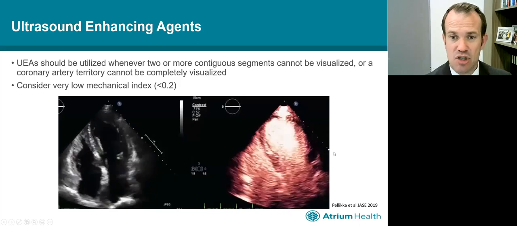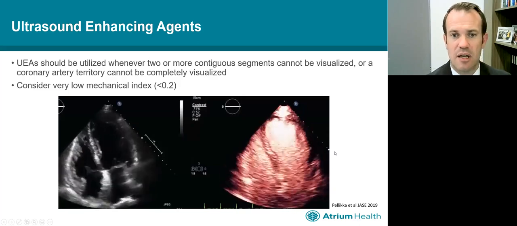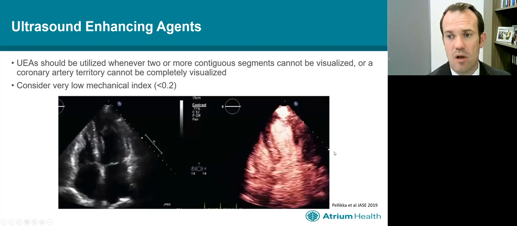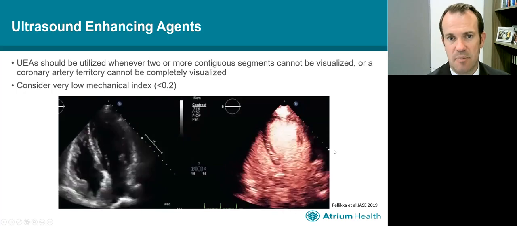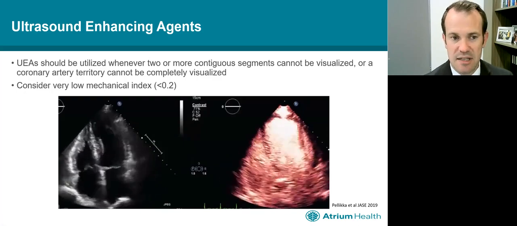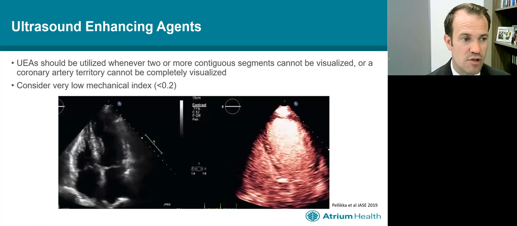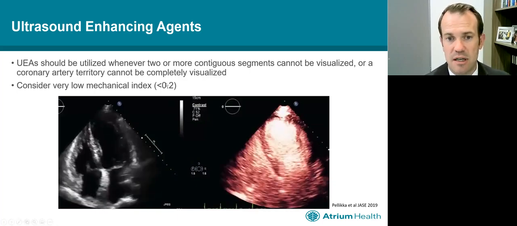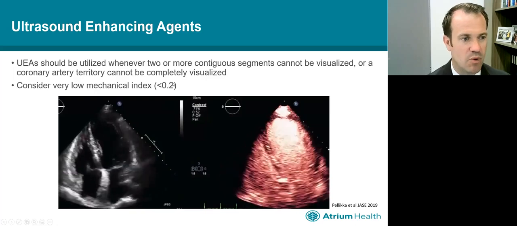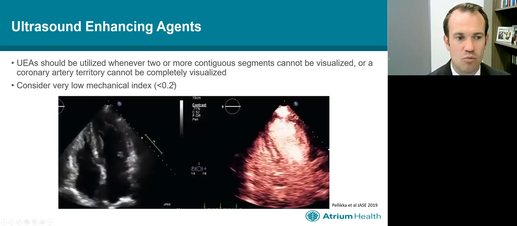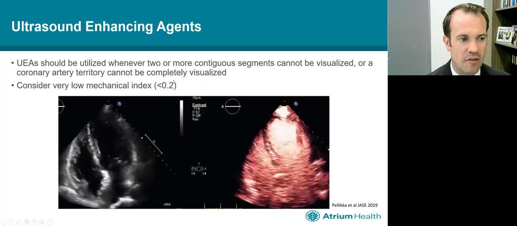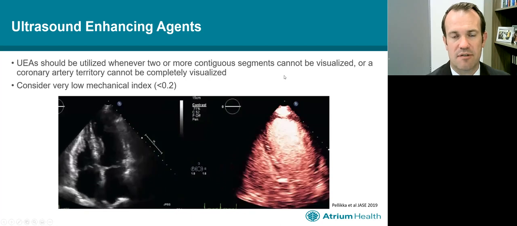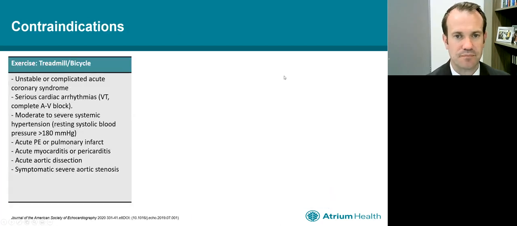Ultrasound enhancing agents should absolutely be used if we fail to see two or more contiguous segments, or a coronary artery territory cannot be completely visualized. And this is FDA approved. We want to consider using a very low mechanical index, usually less than 0.3 or even less than 0.2, which will reduce signal from artifacts and background tissue and improve endocardial border definition, as we can see there.